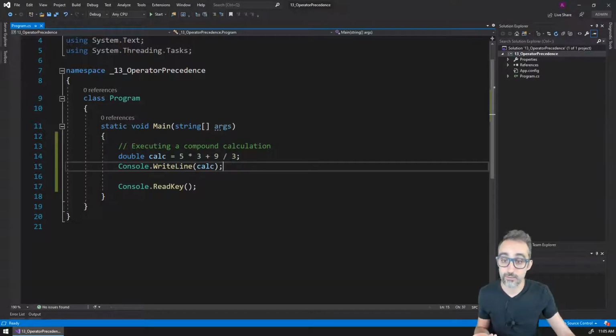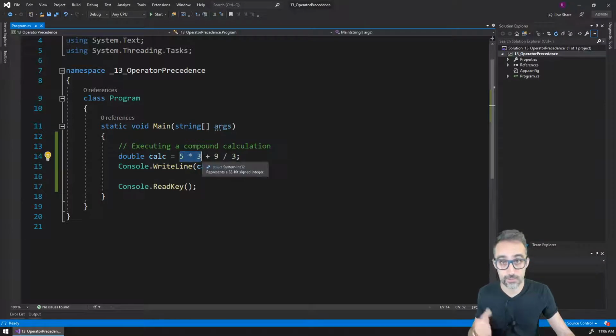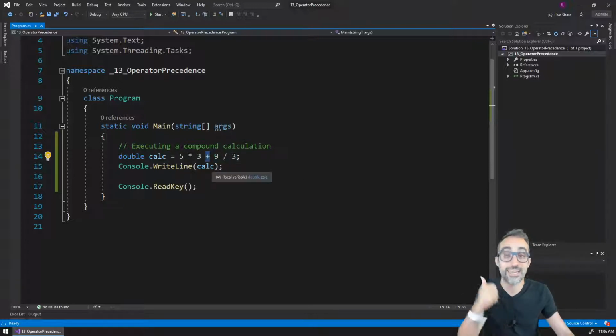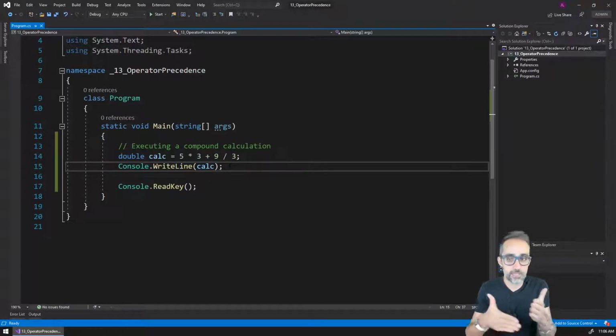So that's why the result of this operation was 18, because first this gets executed, that's 15, then this gets executed, that is 3, and then both results get combined at a later stage with the addition operation. That is what's called precedence, and the regular rules of mathematics apply here in computer programming.